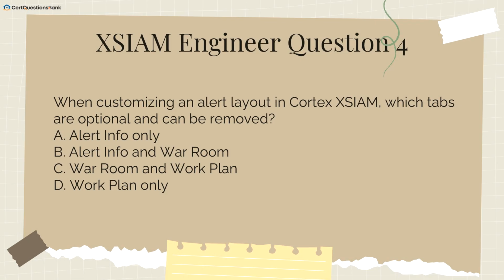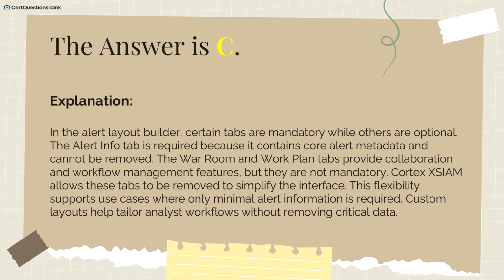When customizing an alert layout in Cortex XSIAM, which tabs are optional and can be removed? A. Alert info only. B. Alert info and war room. C. War room and work plan. D. Work plan only. The answer is C.